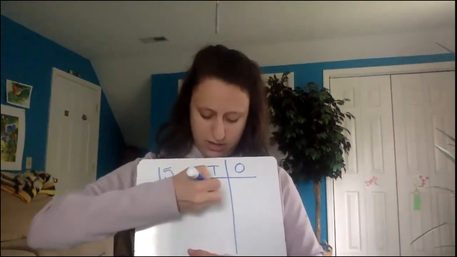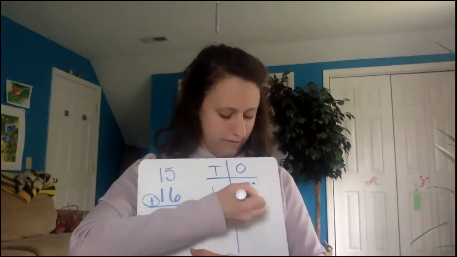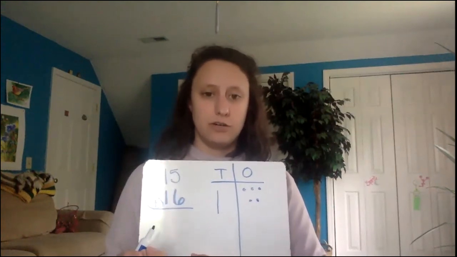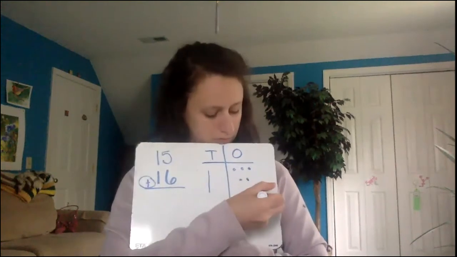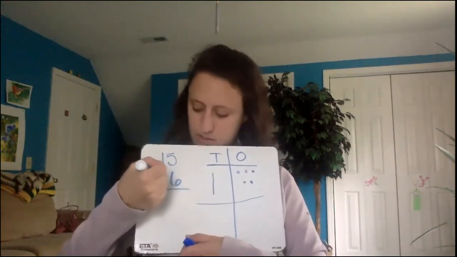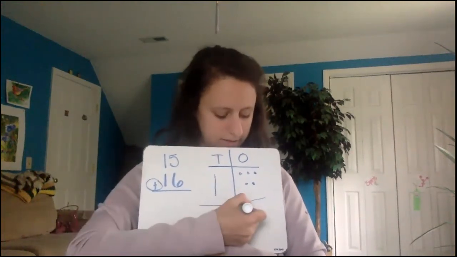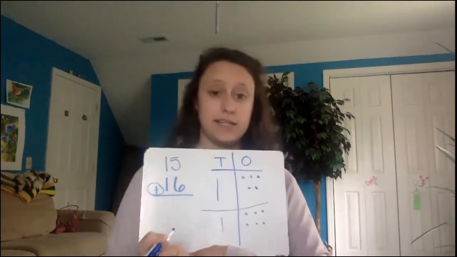So I'm going to draw that. My tens rod and 1, 2, 3, 4, 5 ones. Make sure you're drawing this on your T-chart. And then I'm going to draw a line to show that they're separate, okay? And I'm going to do my bottom number, 16. 1 ten, 1, 2, 3, 4, 5, 6.